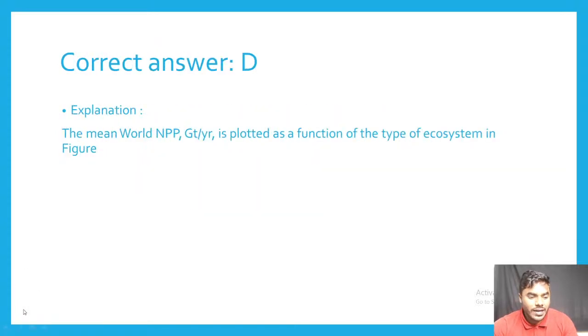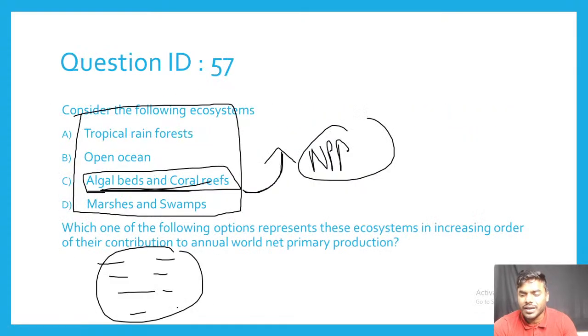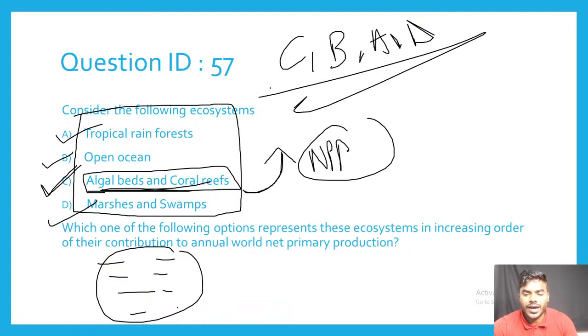This question will be a different question. I kept the answers for question number 56 and 57 confusingly. Don't confuse. The answer for question number 57, I am telling you, is C. That is right. Don't get confused. Then when it comes to this, it will be CBAD. Correct. CBAD. Don't confuse.